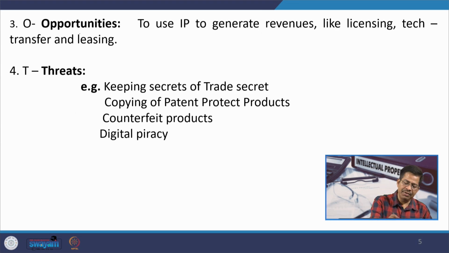The third important activity is opportunities. Now, what type of opportunities do you have from your IP portfolio? Opportunities generally are possible in terms of generating revenues. You can find opportunities related to licensing, technology transfer, leasing, etc. Opportunities are also possible where some knowledge is there, but it is not properly protected. So, the opportunity of creating new knowledge, new IP.